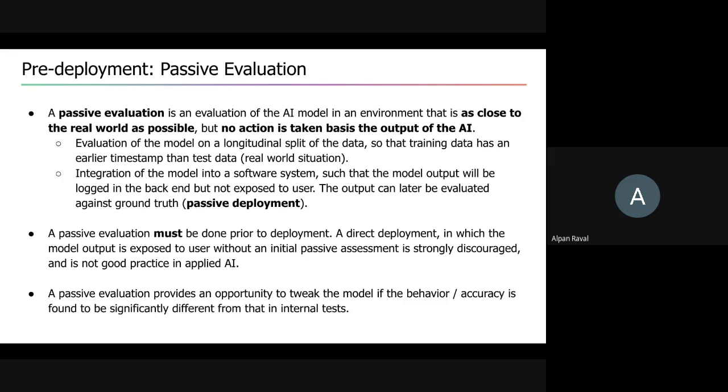In general, I would say a passive evaluation must be done prior to deployment. I mean, we've violated this sometimes in some projects, but really this should be the norm. This is sort of a healthy way to develop AI models.